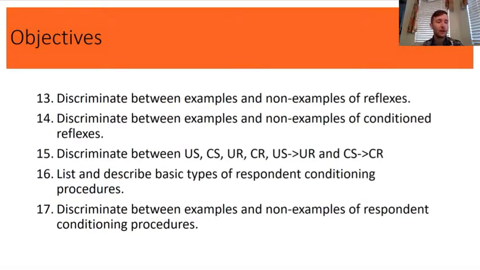Objective 13 is to discriminate between examples and non-examples of reflexes. Objective 14 is for you to discriminate between examples and non-examples of conditioned reflexes. 15 is to discriminate between those abbreviations. 16 is to list and describe basic types of respondent conditioning procedures. And then 17 is to discriminate between examples and non-examples of respondent conditioning procedures.